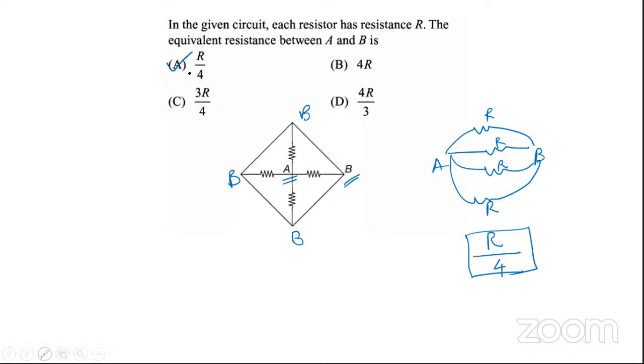Any doubt to anyone? How is the middle point same as B? The middle point is not same as B. The middle point is at A over here. Oh, okay, okay.